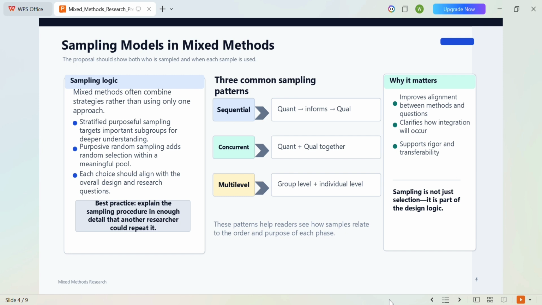So in sequential sampling, the first phase, quantitative, guides the selections of the second phase, that means qualitative. In concurrent sampling, both quantitative and qualitative data are collected at the same time. In multi-level sampling, you might collect data at both the group level and the individual level to get different perspectives.